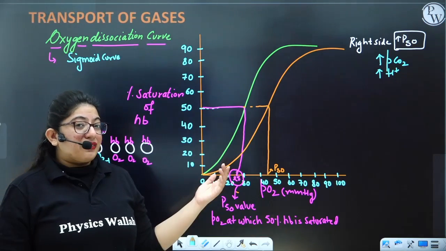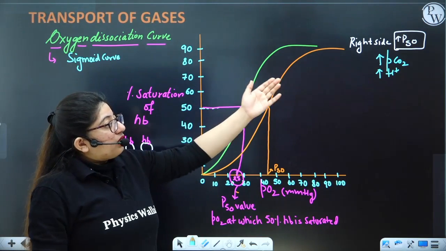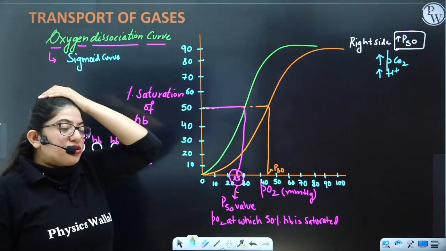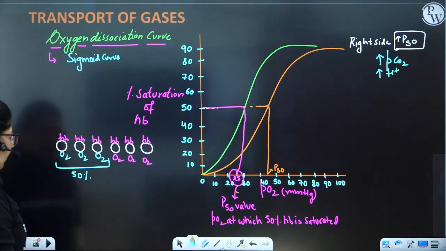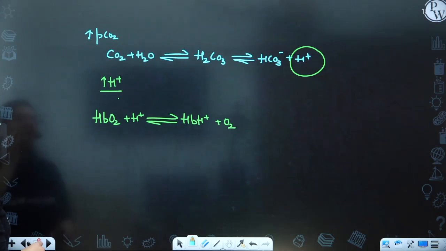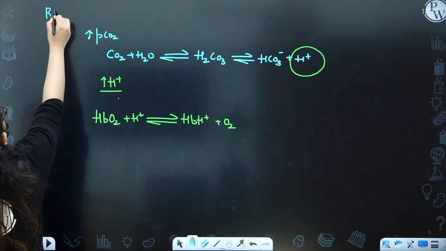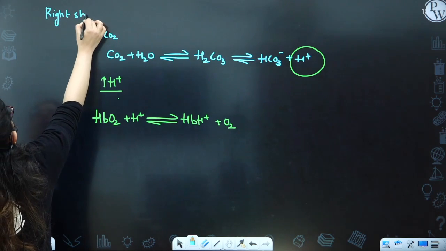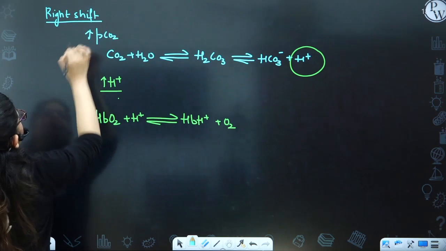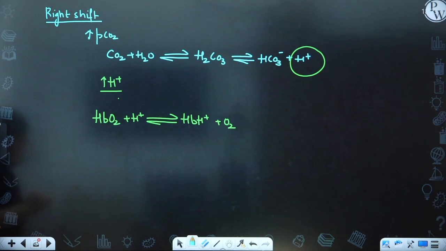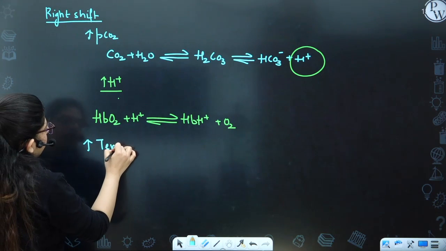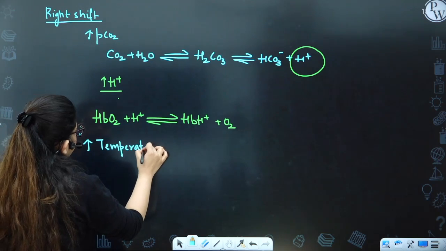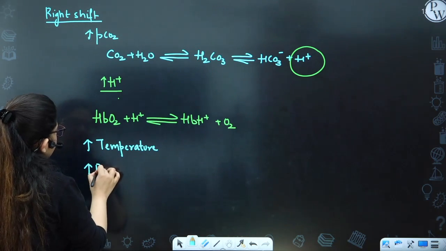Now, what are the other factors that can move your graph to the right side? Right shift occurs whenever you are doing some vigorous exercise or something like that. Apart from this, one reason for the right shift was an increase in partial pressure of CO2. Another was an increase in H positive ion concentration. What can be the other factors? Other factors are an increase in temperature and an increase in BPG. What is BPG?